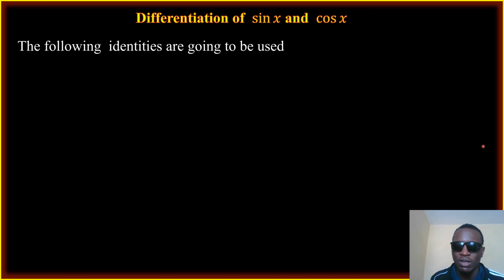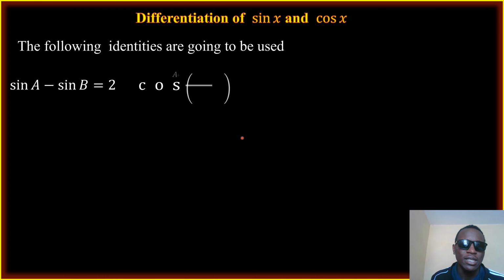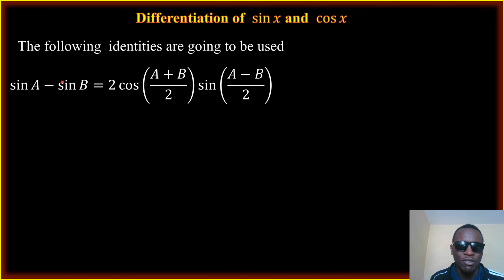The very first one, we have the sine of A minus the sine of B. When you have the difference of two sines, it is equivalent to writing it in the form 2 cos((A plus B) divided by 2) times sine((A minus B) divided by 2). So whenever you see this type of expression, you can simplify it using this relation.